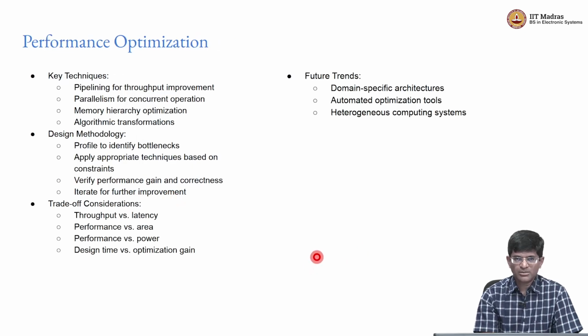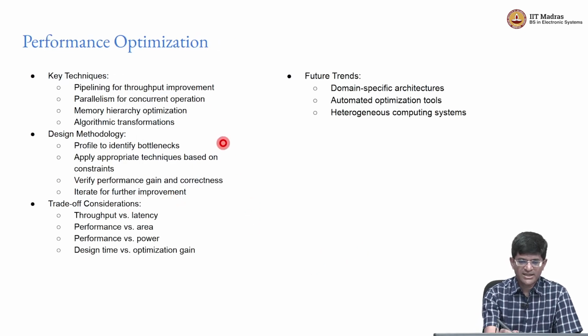So, overall, to summarize this discussion on performance optimization, there are a few key techniques that we have talked about. Pipelining is probably one of the more important ones that you need to understand. It's primarily meant for throughput improvement. Parallelism applies whenever you have concurrent operations, meaning that if you have the ability to execute more than one operation at once because they do not have dependencies, then yes, you might benefit from having parallel hardware.